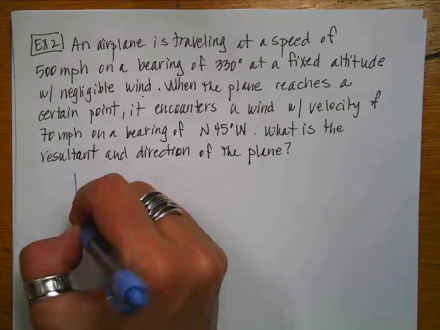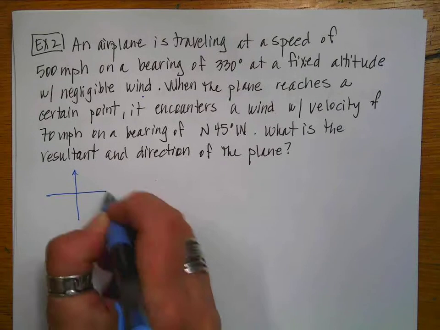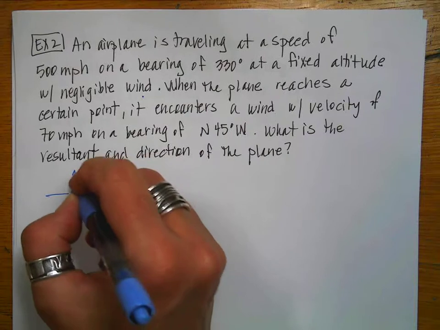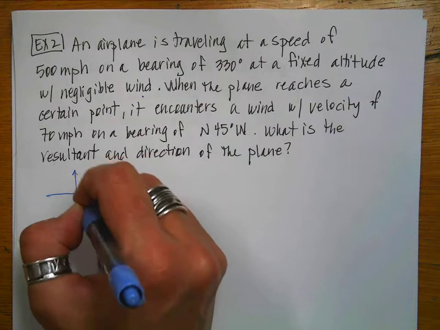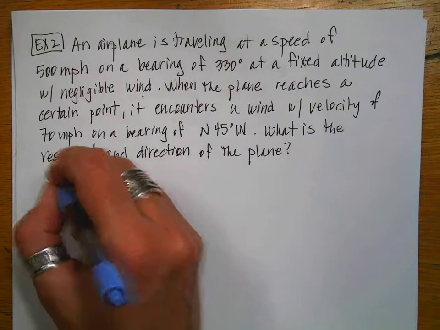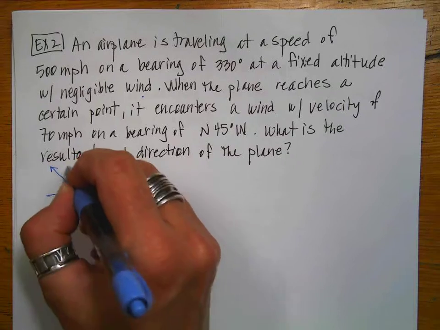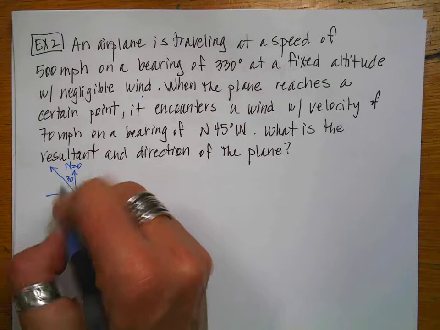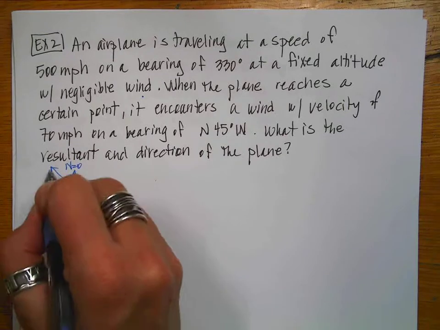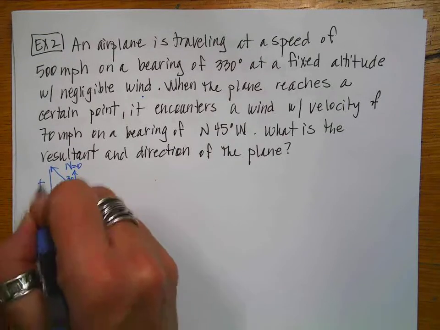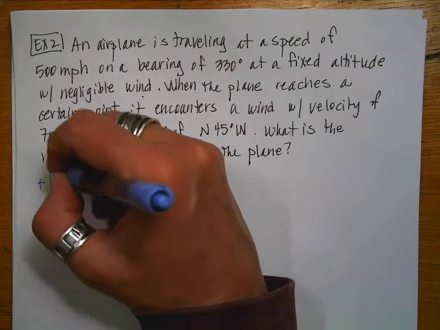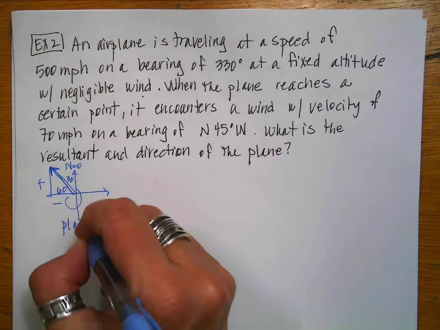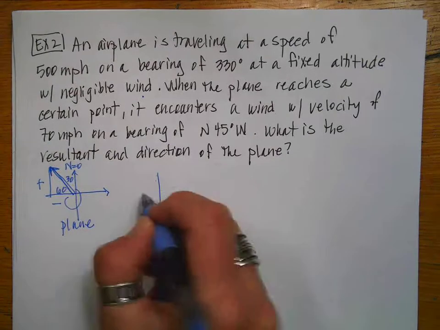Alrighty, so I'm going to draw a diagram for each vector, okay? So I'm traveling on a bearing of 330. So 330 is all the way around, and it's 30 degrees shy of 360 because remember for bearing we start at north. Well, if this is 30, that means this is 60, and I have a negative x and a positive y. And there's my vector, and this is going to be my plane, okay?